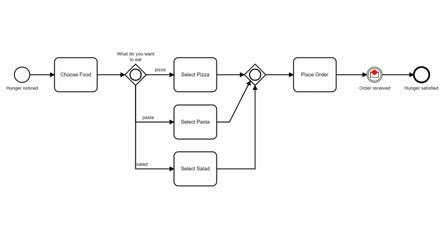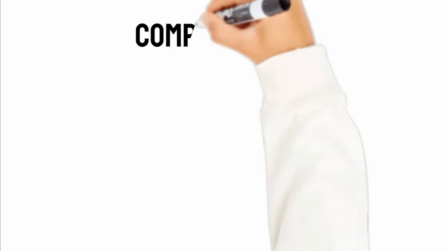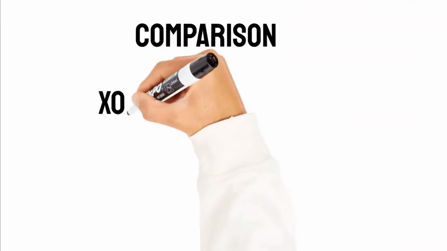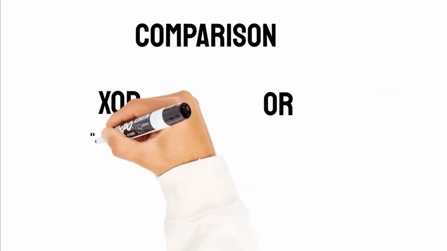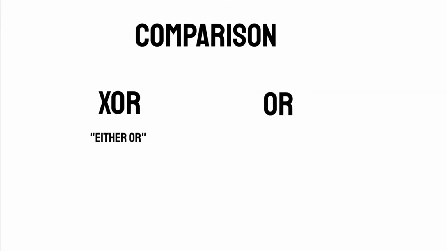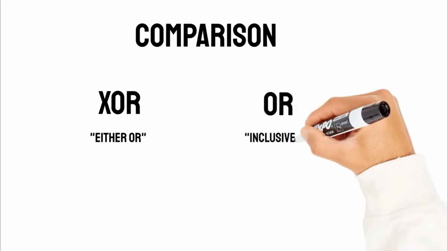So now you have seen 2 examples for an XOR and an OR gateway. Let's make a quick comparison between these 2 again. Like I said, the XOR is an either or, so only option A or the other one. Only one is possible. OR is an inclusive OR.